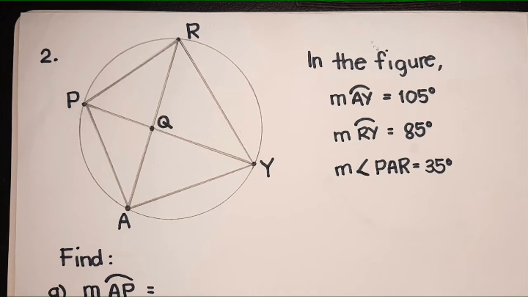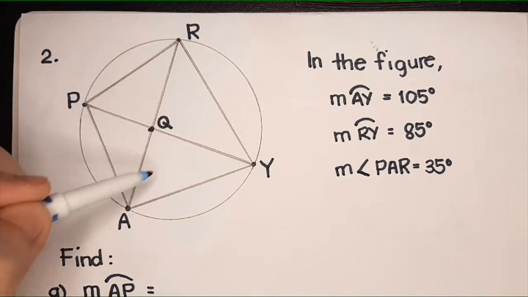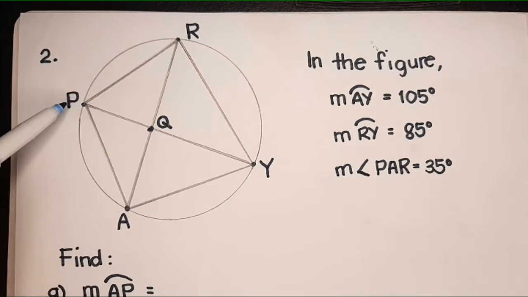Okay? So take note, walang sinabing circle Q. So, hindi ibig sabihin na, since walang sinabing circle Q, hindi ito center. It's just the intersection of these two chords. Alright. So, actually, we have a quadrilateral here, right?